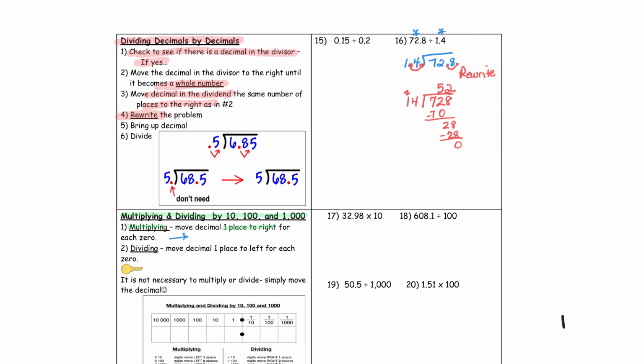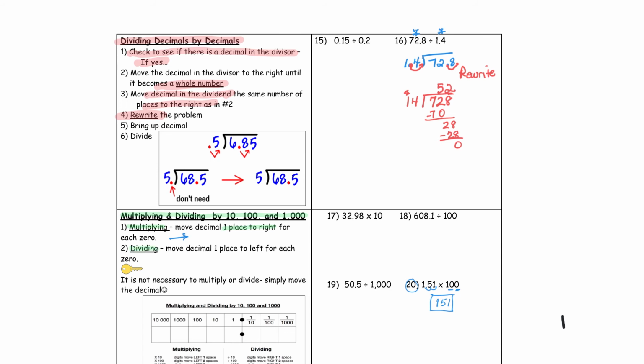So if we take a look at problem number, well, actually, let's skip down. Let's do problem number 20. So all I have to do here for problem number 20 is I see that there are two numbers. It's 1 and 51/100ths times 100. I want my number to get bigger, so 2 zeros. I have to move my decimal to the right. 1, 2. My final answer is 151.